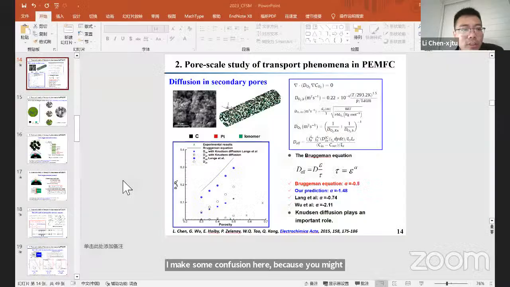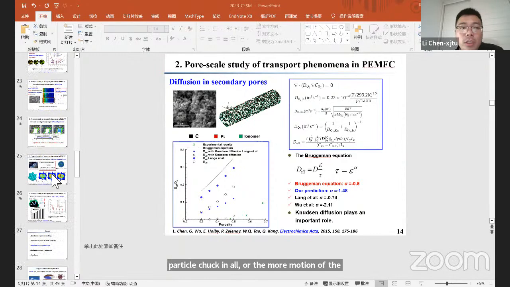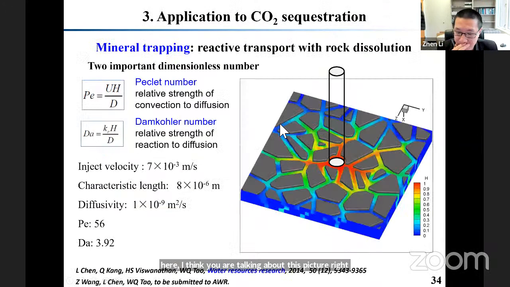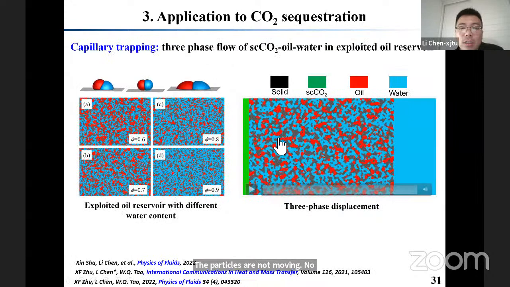I think I made some confusion here, because in my code I did not consider the fluid-solid particle tracking or the motion of the particles. So maybe I made some confusion here, because I think you are talking about this picture, right? You have some particles. The particles are not moving. That's static. For example, the particles here.